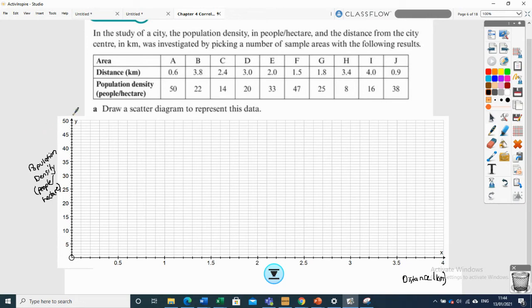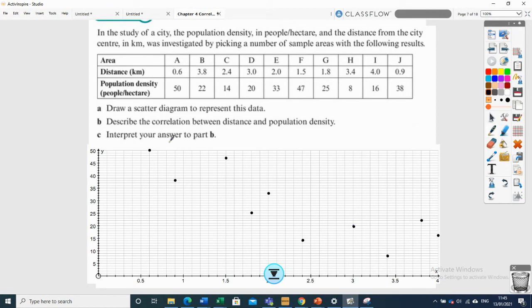Okay. Then, as you would have done in GCSE, you're going to plot each data point. So for point A, you're going to go to 0.6 and then up to 50. So that goes somewhere up like that. For point B, it's 3.8 and 22. And you carry on and you plot all those pieces of data. I'm not going to go over that, but you can do that, obviously.